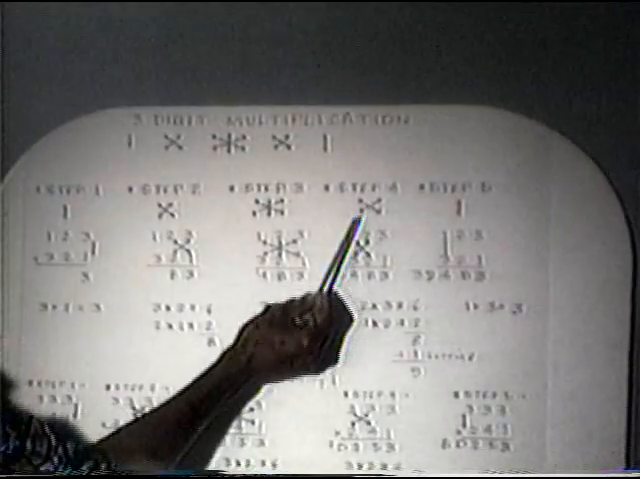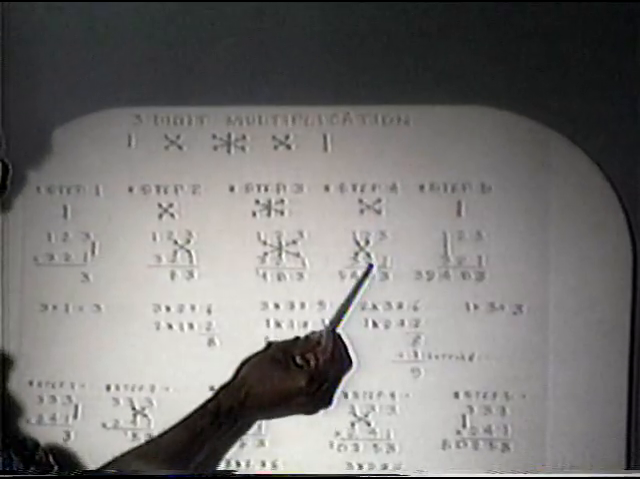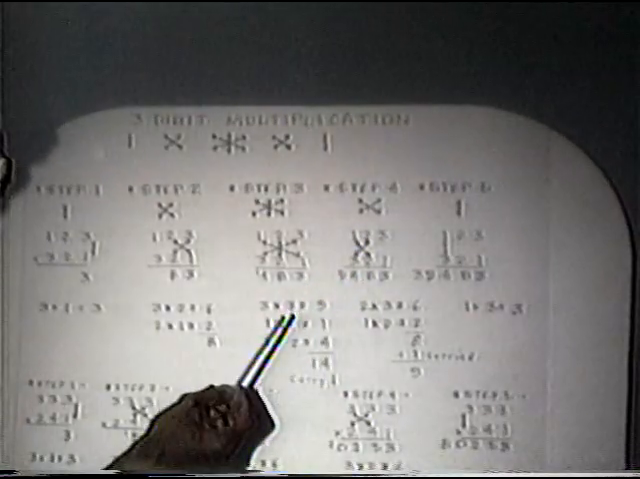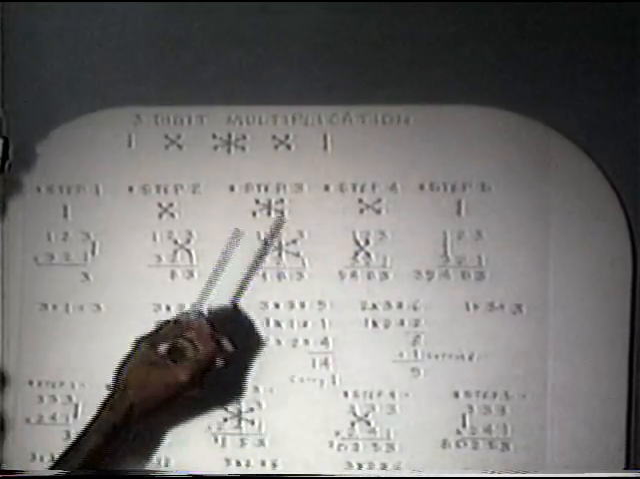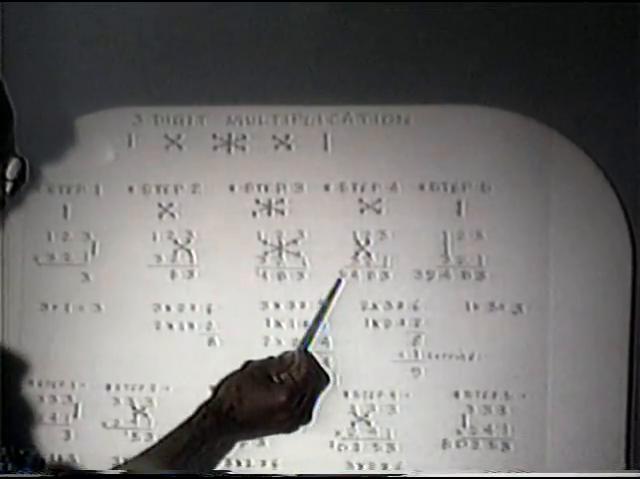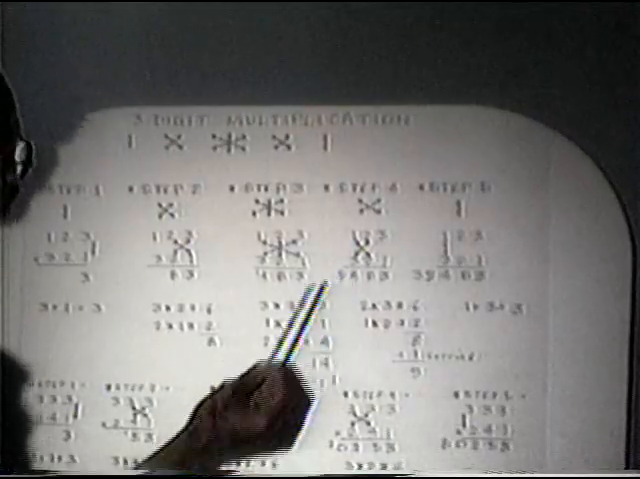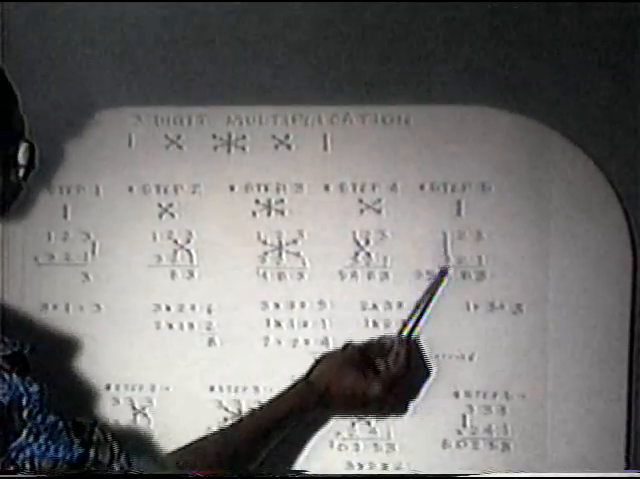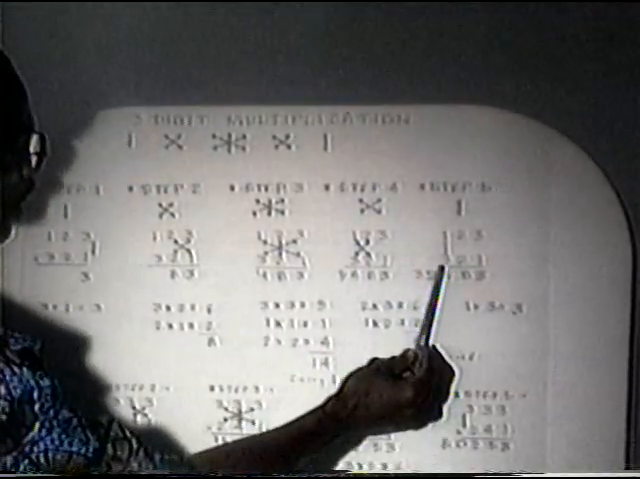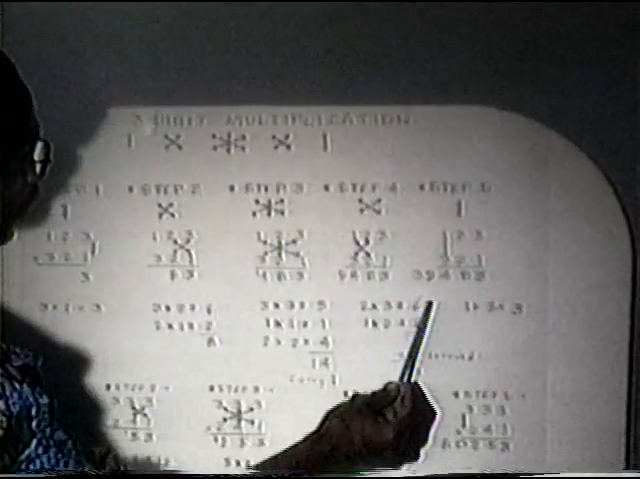Now the third step is cross multiplication. We multiply 2 times 1 is 2, 3 times 2 is 6, 2 and 6 is what? 8, plus the 1 we carried, which made 9. Our last step is vertical multiplication. 3 times 1 is 3. There's the answer. The answer to 321 times 123 is 39,483.